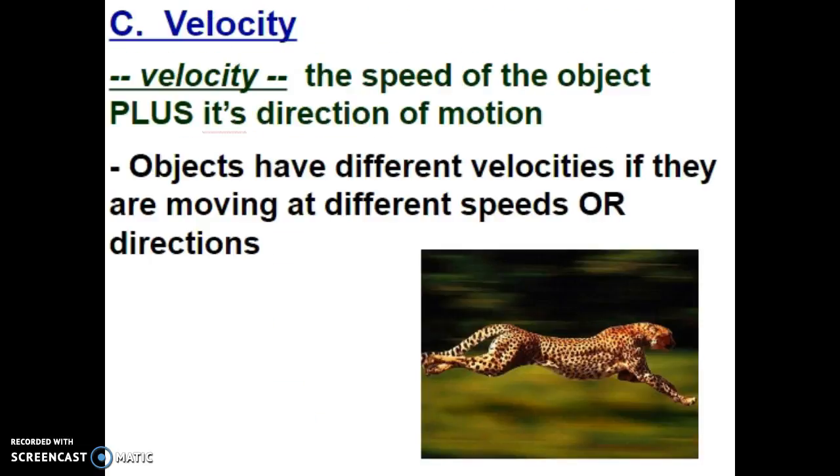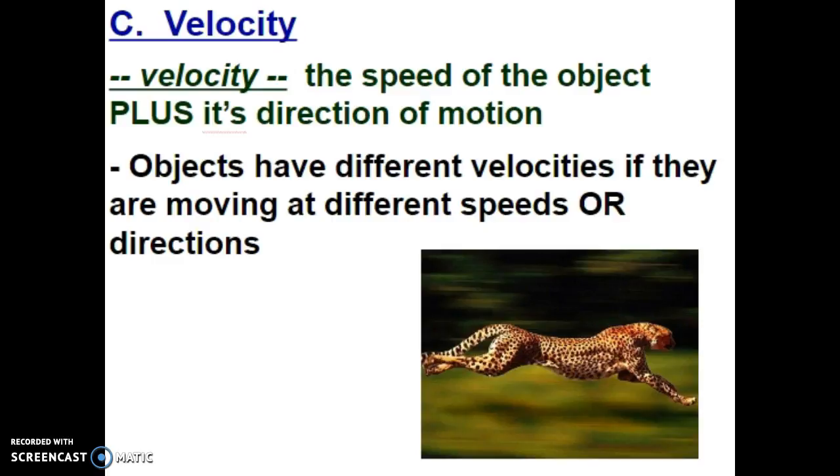We also have to take into account the velocity of an object. A lot of people use speed and velocity interchangeably, but they do mean different things. Velocity is the speed of an object plus its direction of motion. So objects can have different velocities if they are moving at different speeds or different directions.